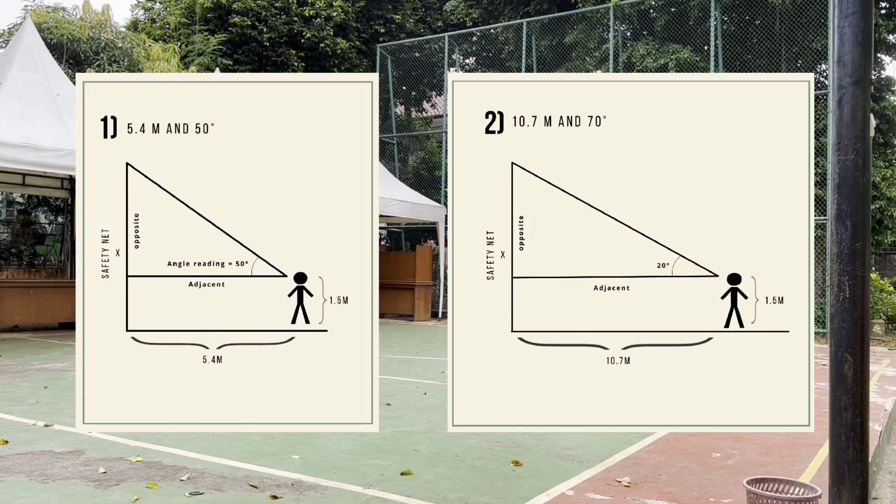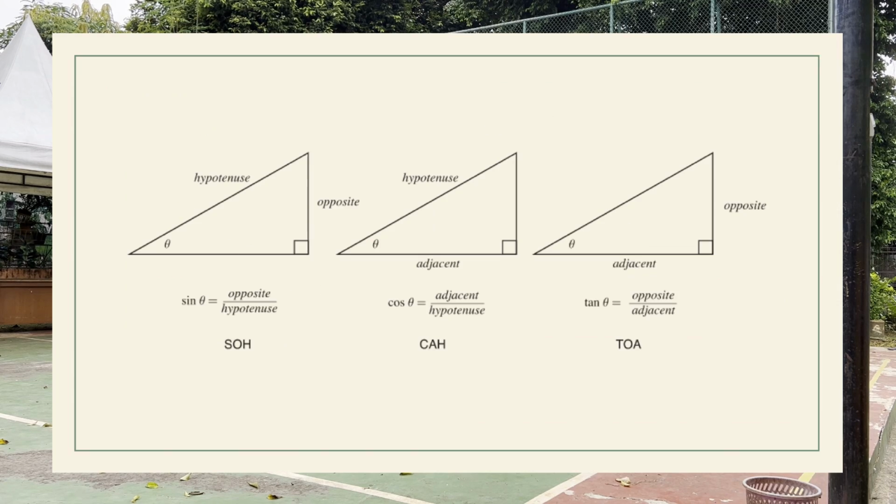Now that we have the angle reading from the clinometer and also the distance between the safety net and me, we can calculate the height of the safety net using trigonometric ratios. Before that, let's assess which trigonometric ratio to use. There are three common trigonometric ratios which can be remembered using SOHCAHTOA. The first trigonometric ratio is sine, which is opposite over hypotenuse, then cosine, which is adjacent over hypotenuse, then lastly tangent, which is opposite over adjacent.